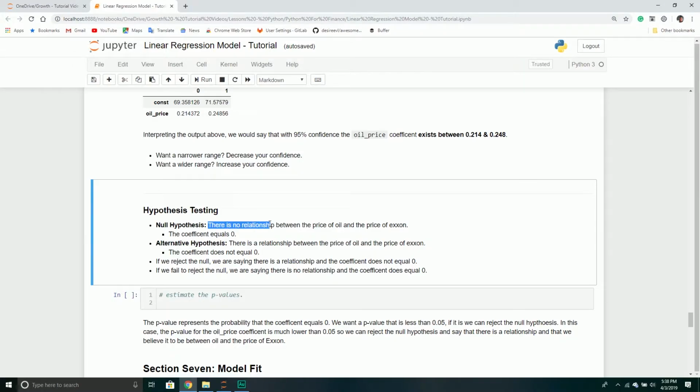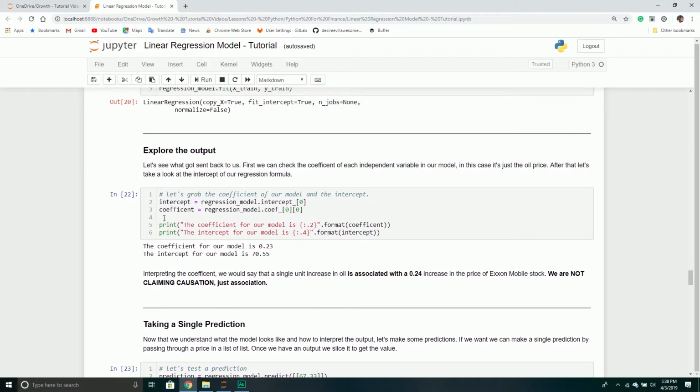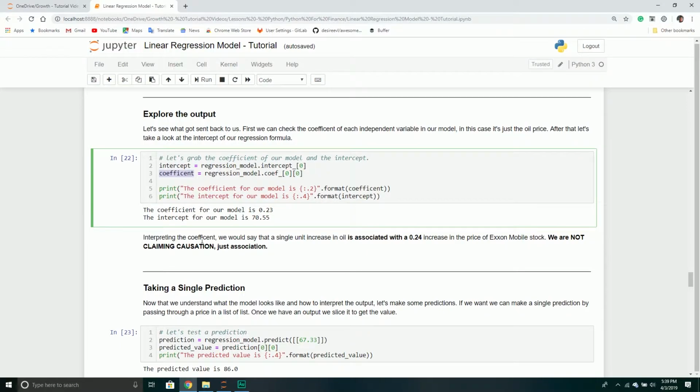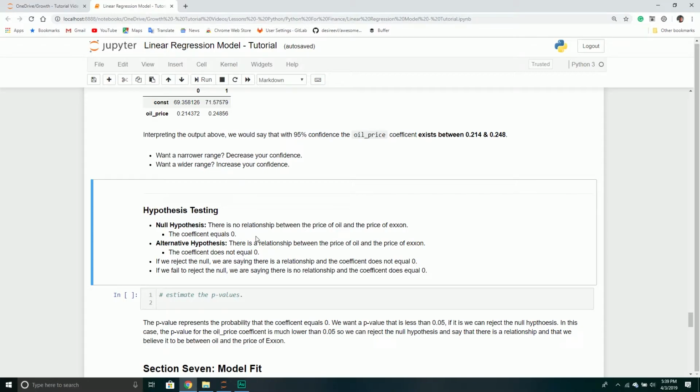Now, our null hypothesis in this situation is there is no relationship between the price of oil and the price of Exxon. So in other words, what we're saying is the coefficient equals 0. So our coefficient up here in our model really equals 0. So we want to reject this hypothesis. We want to say, actually, no, it does not equal 0. So in other words, we want to accept our alternative hypothesis, which is saying there is a relationship between the price of oil and the price of Exxon.